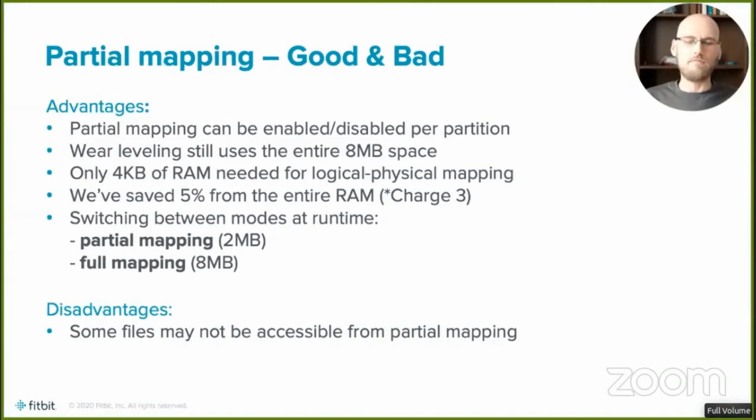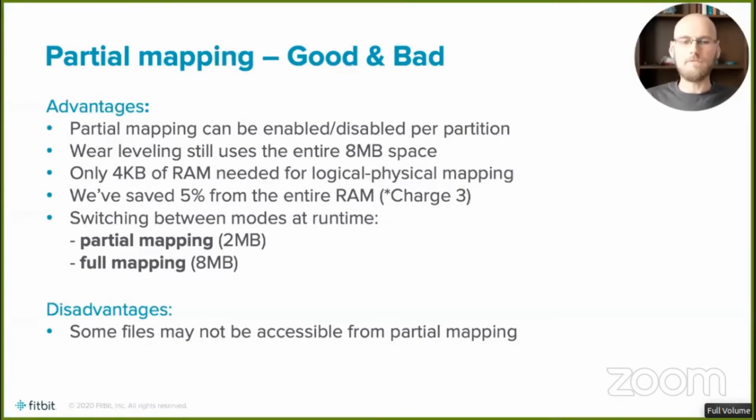The advantages of partial mapping. It can be enabled or disabled per partition. Switching between modes can be done at runtime, partial mapping 2 megabytes, full mapping 8 megabytes. Wear leveling still uses the entire 8 megabytes of physical space. Only 4 kilobytes of RAM are needed for the logical-physical mapping. We've saved 12 kilobytes of RAM, which is 5% of the entire RAM of the tracker.